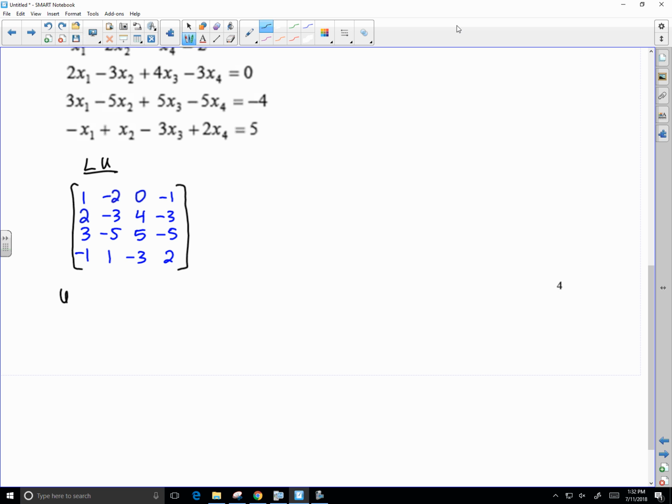Just hoping I copied the right thing. I think I did. All right, so to come up with my U matrix, it needs to be in echelon form. So these guys, we go column by column. These guys got to go. I need a negative 2r1 plus r2, a negative 3r1 plus r3, and a 1r1, so just r1 plus r4.